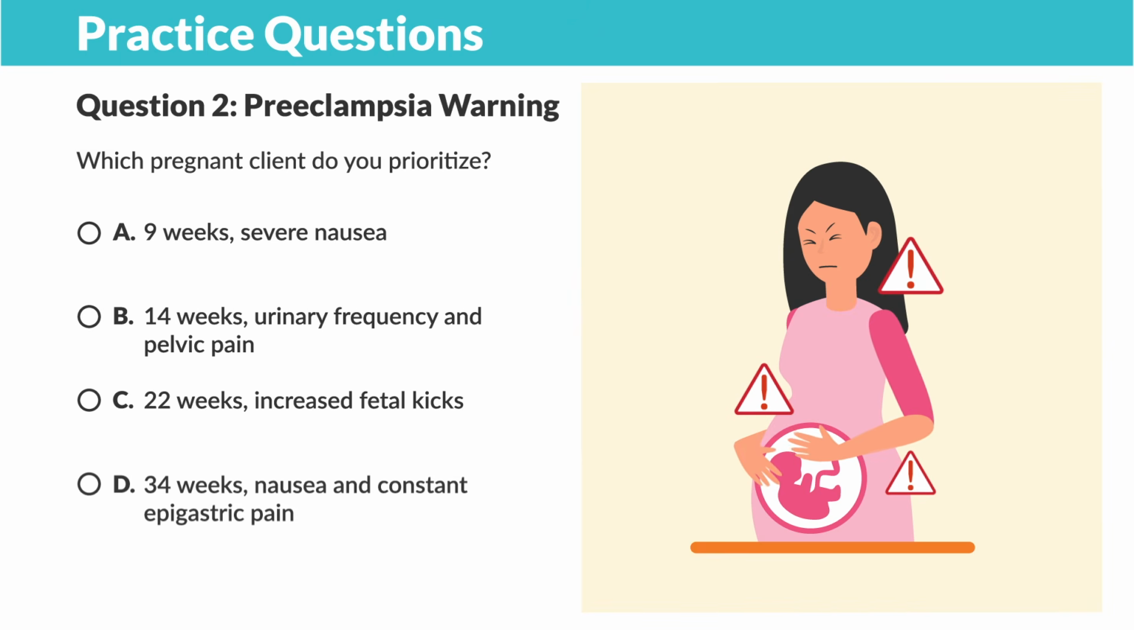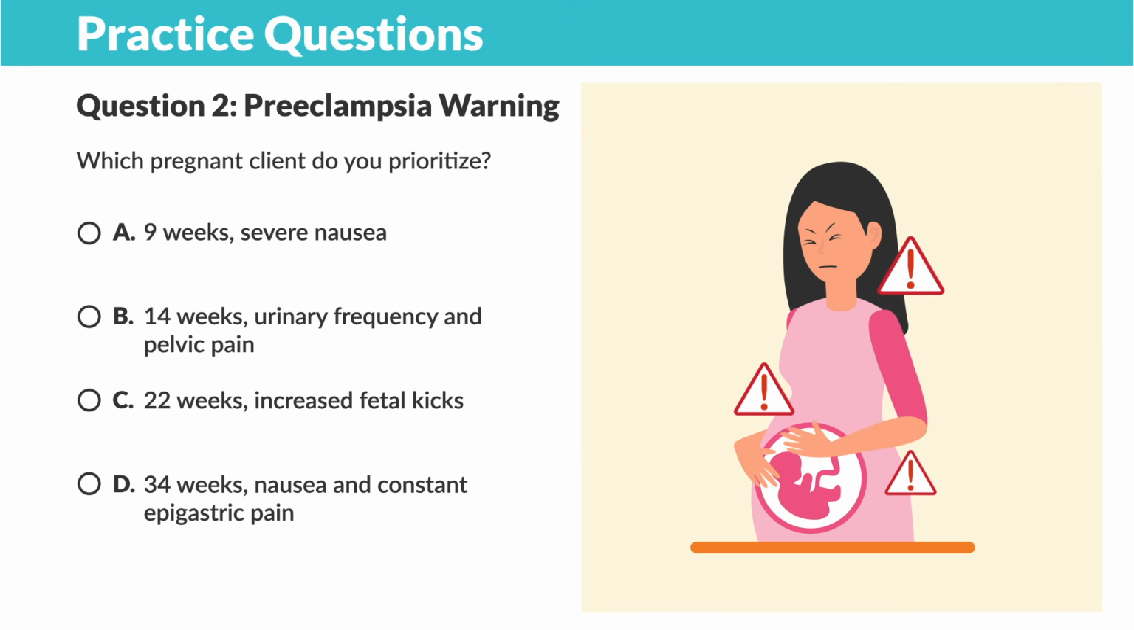Which pregnant client do you prioritize? Go ahead and pause the screen and look at the options. All right, let's break it down. Would it be option A, 9 weeks with severe nausea? Or option B, 14 weeks with urinary frequency and pelvic pain? How about the next one? 22 weeks with increased fetal kicks? Or option D, 34 weeks gestation with nausea and constant epigastric pain?